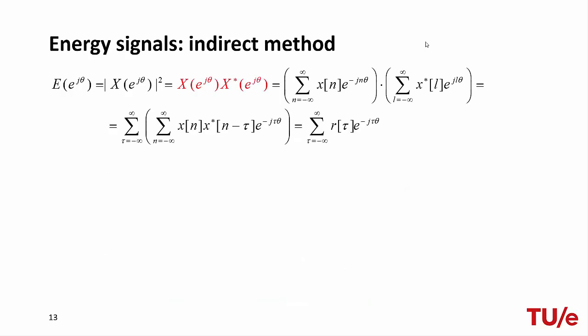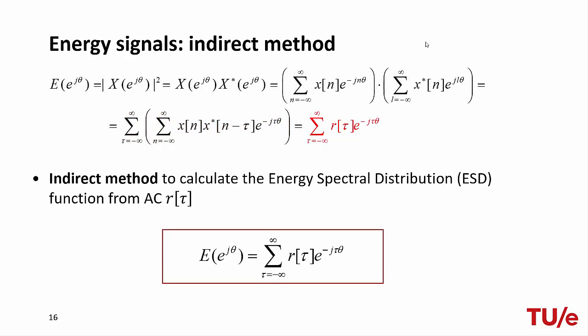Starting from the direct method, we can walk our way through the indirect method. We first rewrite the modulus squared as the product of complex conjugates. Then, we use the definition of Fourier transform to rewrite this in the time domain. By defining a new index for the summation, tau equal to n minus L, we can rewrite this in a form which is equivalent to the Fourier transform of the autocorrelation function. This way, we obtain the so-called indirect method to calculate the energy spectral density. It is indirect because it requires first the calculation of the autocorrelation function. From this, the energy spectral density is obtained by taking the Fourier transform.